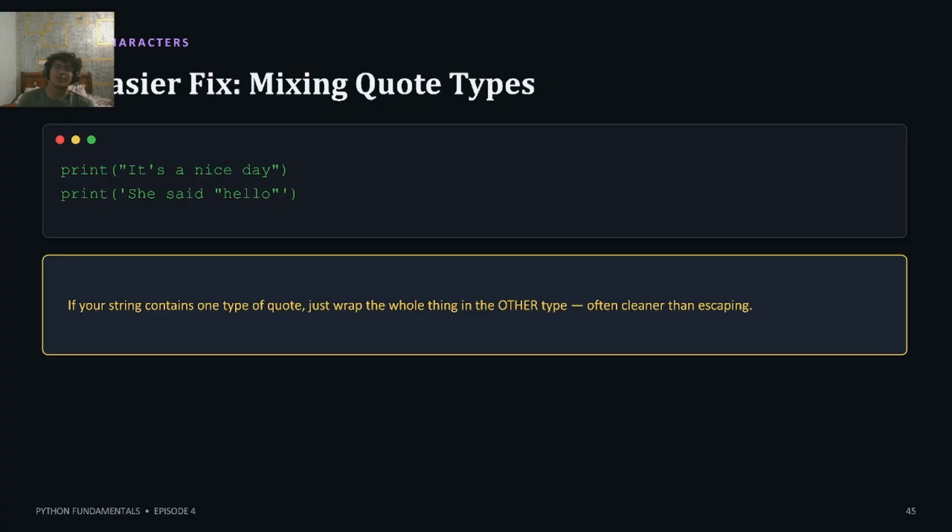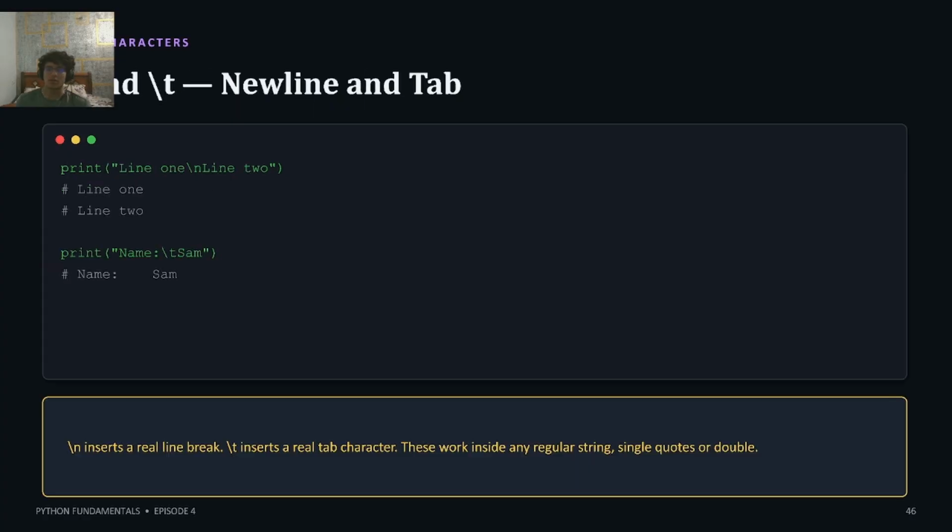Now, next one is an easier fix: mixing quote types. If your string contains one type of quote, just wrap the whole string in the other type. It's the same as I told you, no? If you need double quotes inside, put single quotes outside. If you need single quotes inside, put double quotes outside. It's as simple as that. Let's try the next one.